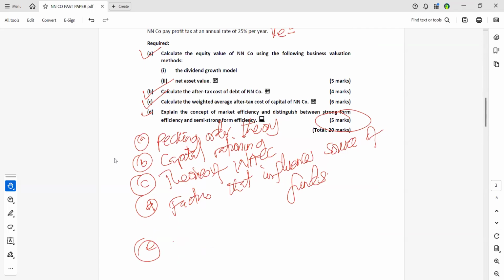The E part of the question is that which we don't expect it to be examined, but you just have to know it. It is nothing to do with WACC and business valuation, but it has to do with NPV.